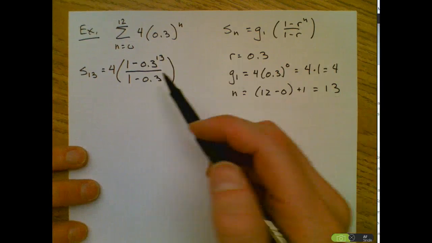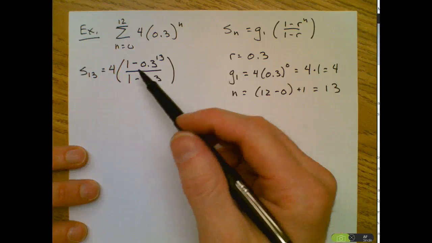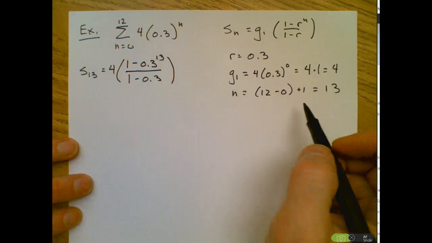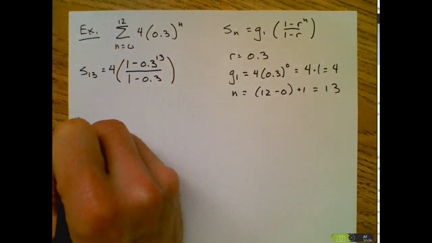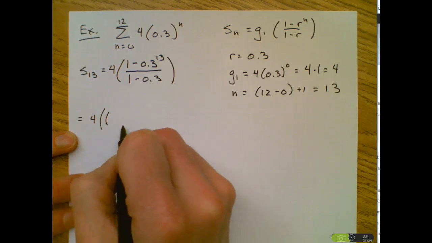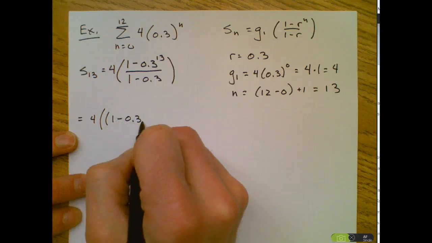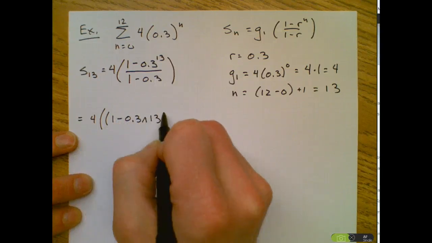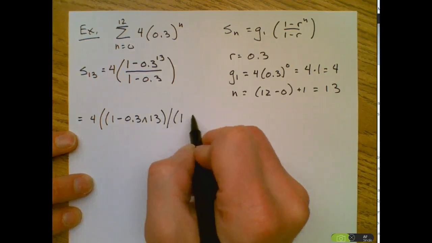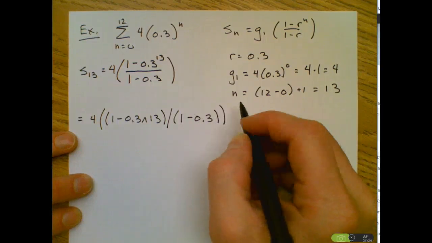Now if you're plugging this into your calculator, you can do it in one step, although many students like to do it one step at a time, so they'll do the numerator, divide by the denominator, and then multiply by 4. But if you want to plug it into your calculator, you're going to do 4 times, and then we need parentheses again for the numerator, so 1 minus 0.3 caret 13, close your parentheses, divided by, and then another set of parentheses for the denominator, 1 minus 0.3, close and close.